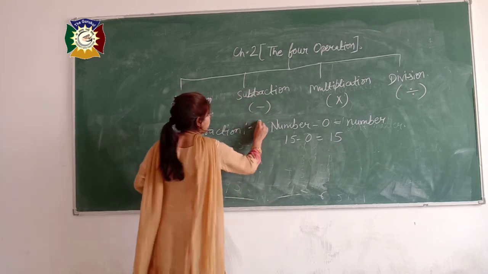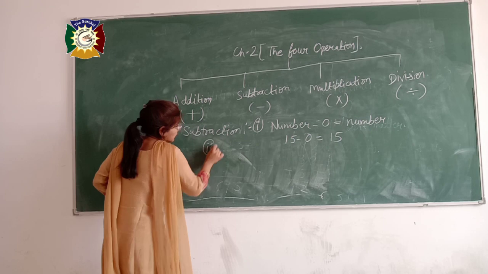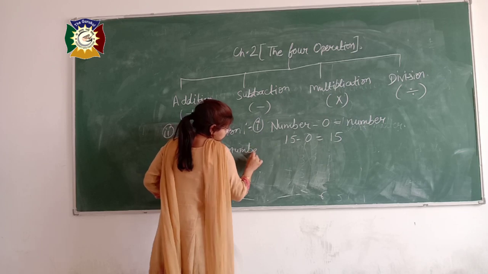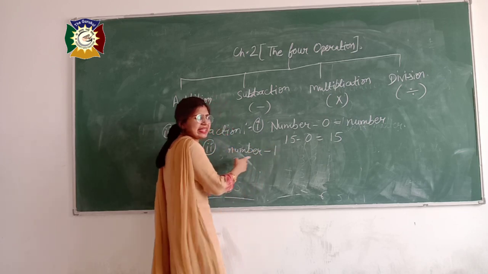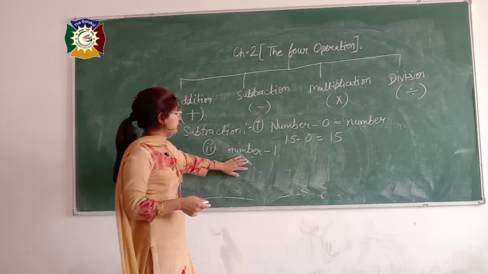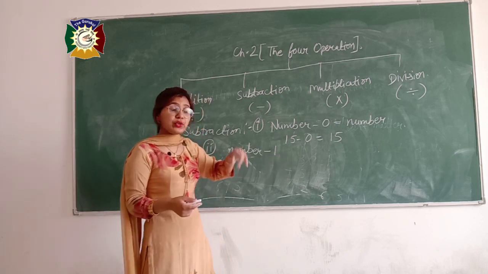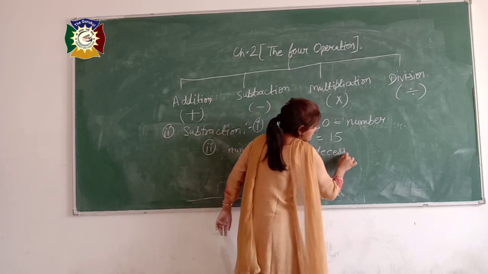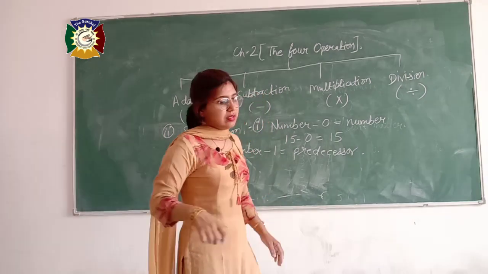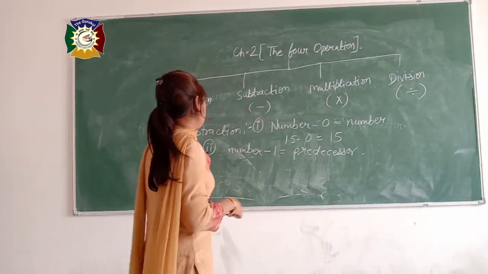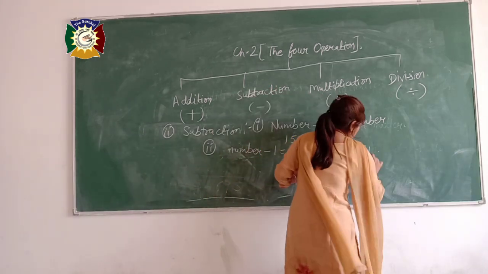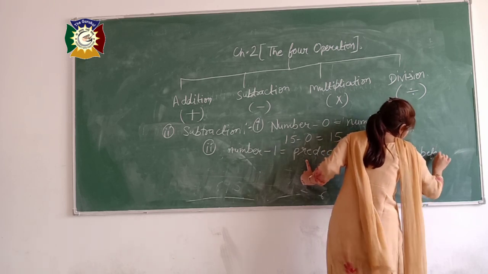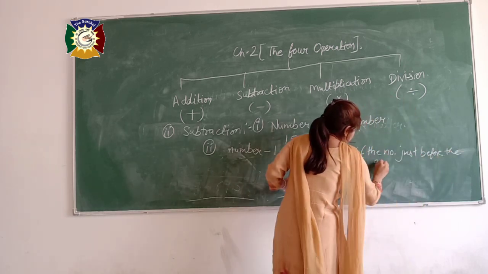Now the second property of subtraction is, if I subtract 1 from a number, any number, it doesn't matter what the number is, any number given to you, and you subtract 1 from it, what will you get? You will get your predecessor. That is the number just before the given number.